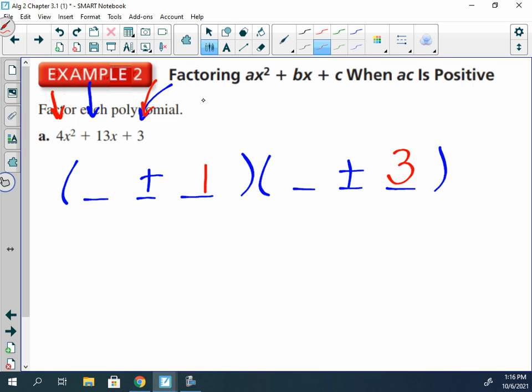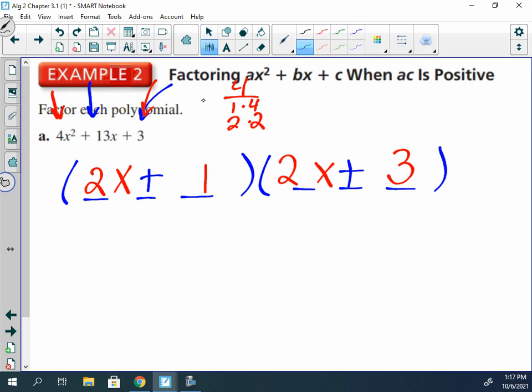Now, I skipped over the 4x squared. The x squared is going to be x and x. There's only one setup for it, so we'll just throw it in. Now, the factors of 4 are 1 and 4, or 2 and 2. Which one do we want to try first? So I'll plug them in here.